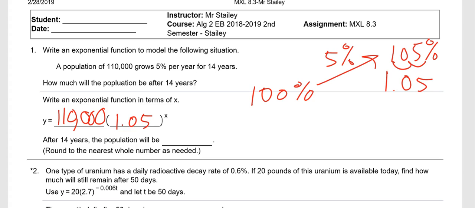And how are you going to figure out the population after 14 years? Put it in your calculator. You're going to reach down, grab that calculator, which you should be doing right now. If you don't have your calculator with you, I suggest you use your computer or other electronic device. Okay?